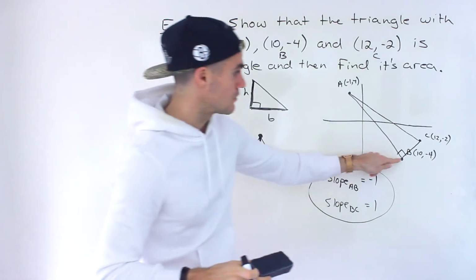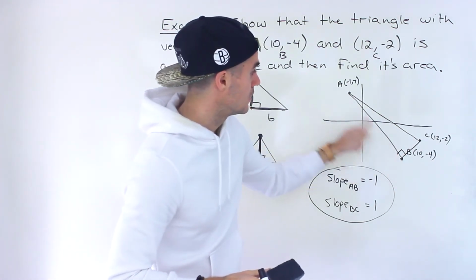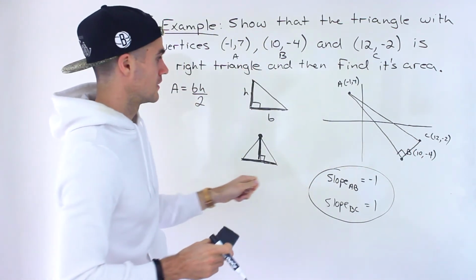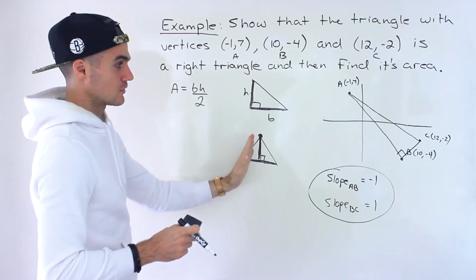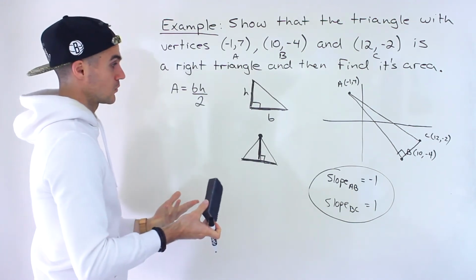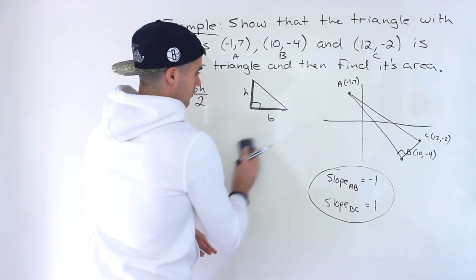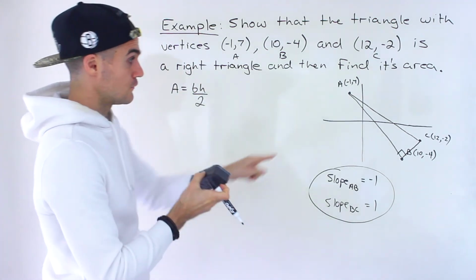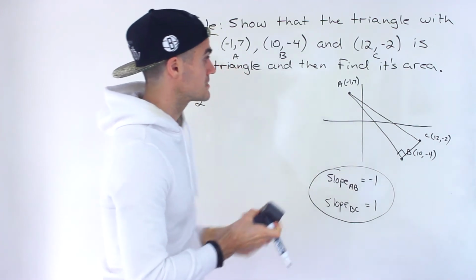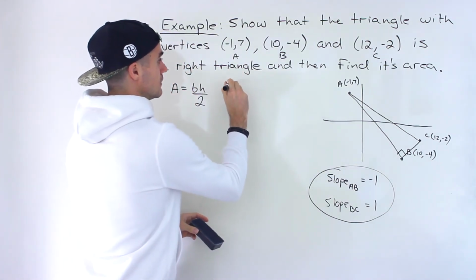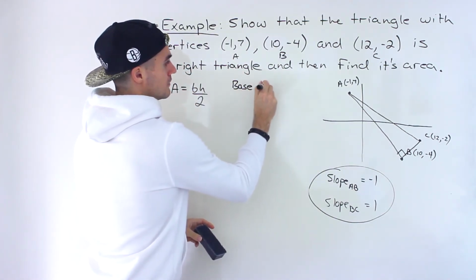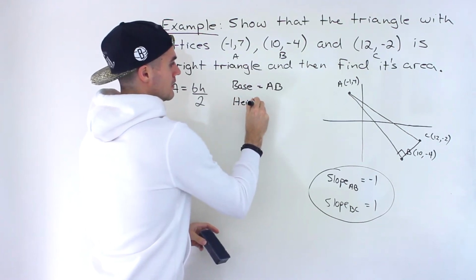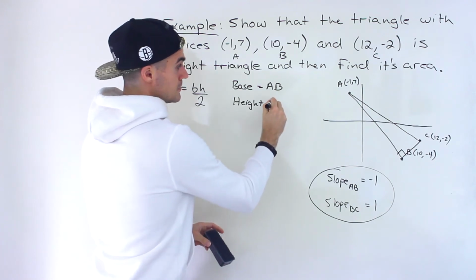So we can use either this as the base and then this as the height, or we could use this as the base and then that as the height, right? We don't have to find an altitude or like an extra line to work with. So what we got to do though is we got to find the length of the base. I'm going to let the base be AB in this case, and then I'm going to let the height of the triangle be BC.